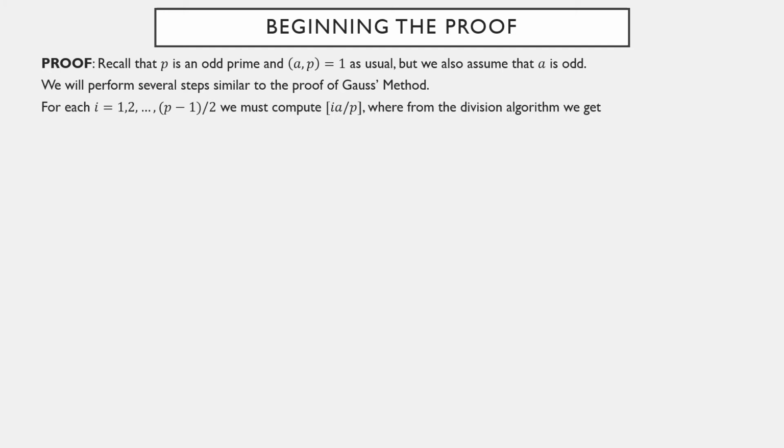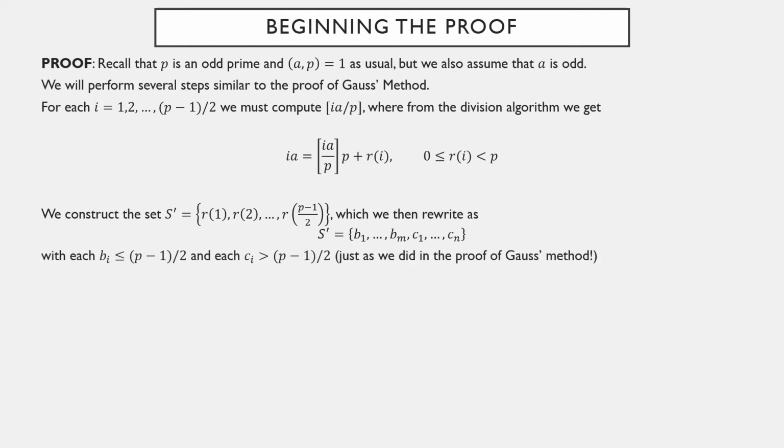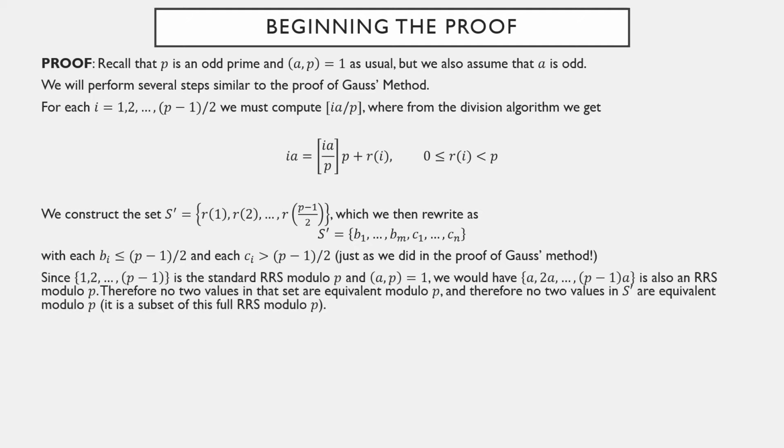We're going to list out I from 1 to (P minus 1)/2, and we're going to compute these quotients IA over P. Each multiple IA, from the division algorithm, can be written as that quotient times P plus a remainder. Just as in Gauss's method, we list out all of those remainders and call it S prime, which we rewrite as the small remainders followed by the large ones in increasing order. So all of the BI's are less than or equal to (P minus 1)/2, and all of the CI's are larger than (P minus 1)/2. So this is identical so far to Gauss's method.